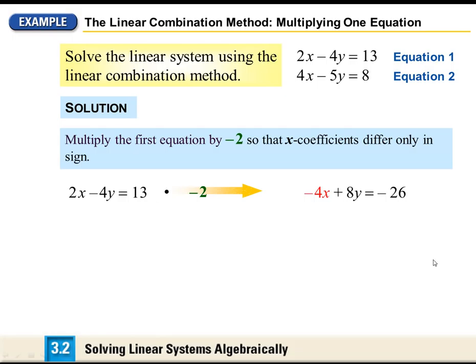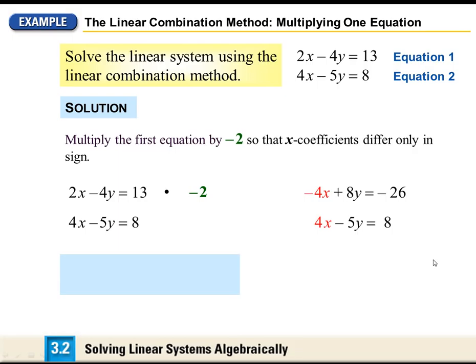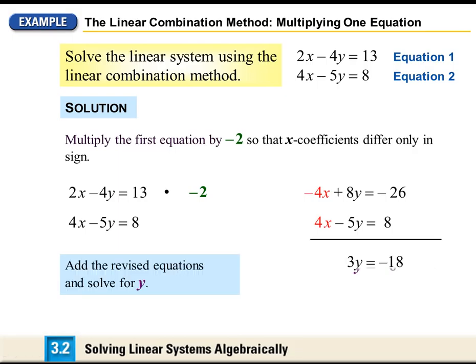Okay, now when I combine those equations, when I add them up, look what happens. The x's cancel. -4x plus 4x goes away. That's our goal, right? We want to get rid of a variable. If we can get rid of a variable, it makes this easy, right? That's our whole goal. So that's why we wanted to multiply the top one by -2.